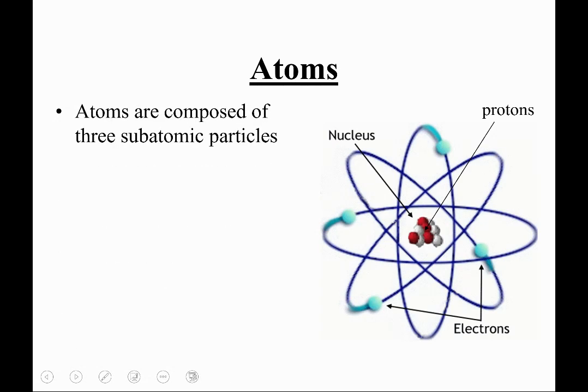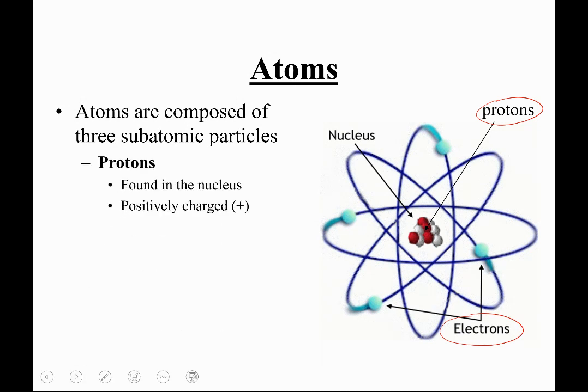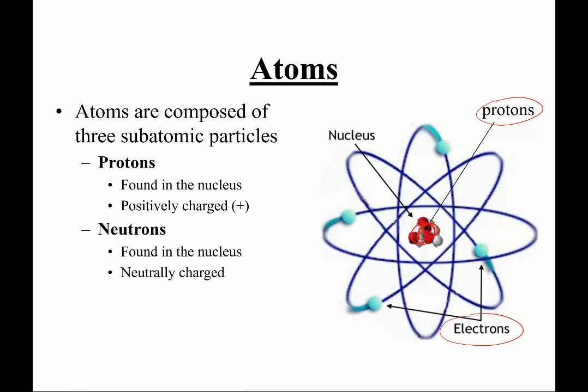All right. So atoms are made up of three subatomic particles. There are protons in the nucleus, electrons floating around the nucleus, and then the other particle inside the nucleus are called neutrons. All right, so protons are in the nucleus. They are positively charged. Neutrons are also found in the nucleus, but they are neutral in charge.